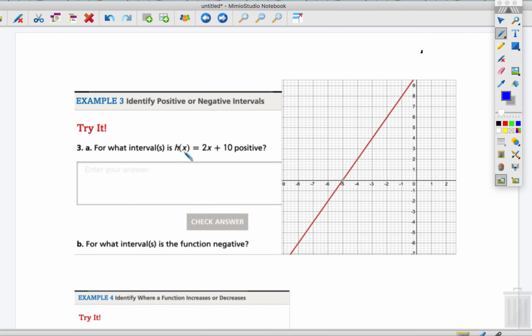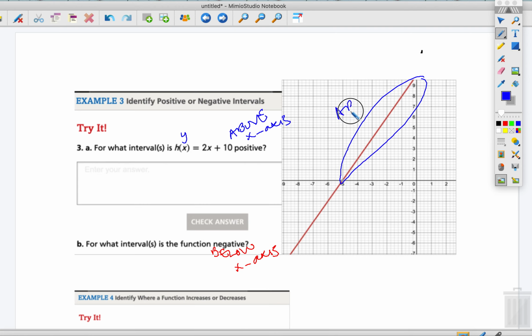So we're first asked to find where this equation, y equals 2x plus 10, is positive and negative. Positive means above the x-axis, and negative means below the x-axis. And again, we're only going to refer to x values for positive, negative, and in a minute, increasing and decreasing. So positive, where are we above? We're above in this region, and that's our positive interval. And then we're below here, so this is the negative interval that we're going to look at.